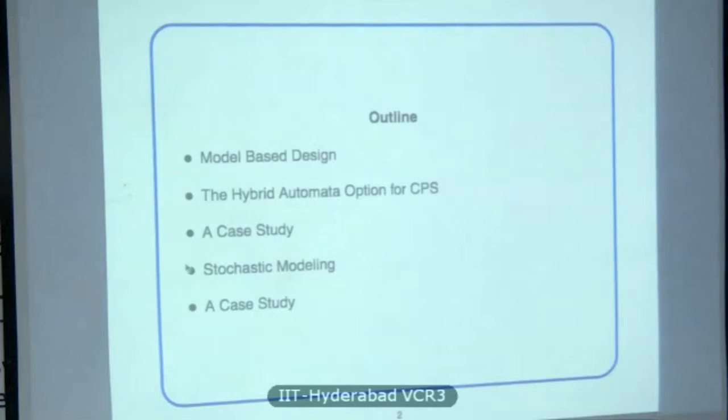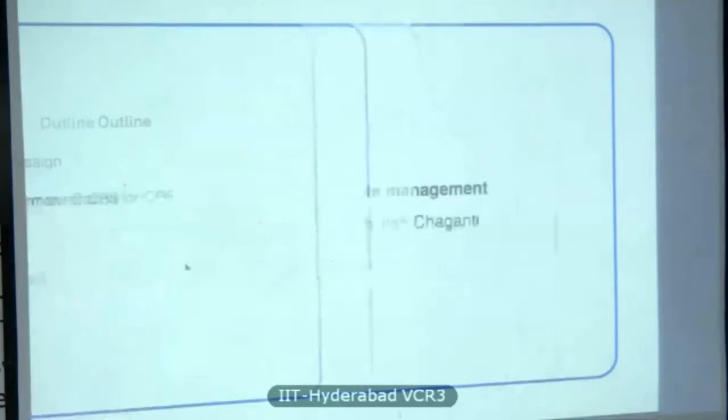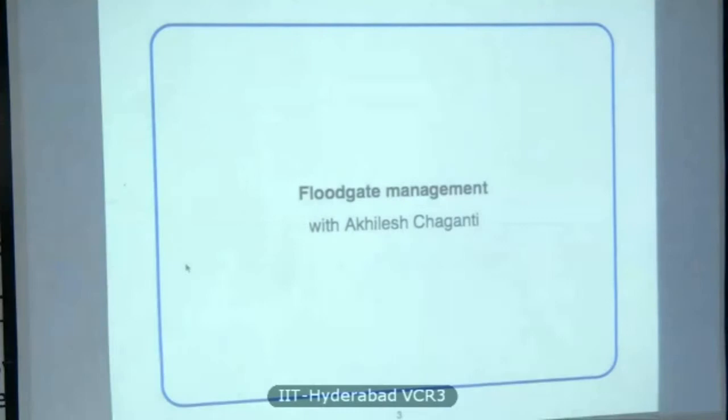And then we look at a case study. And then we look at some stochastic modeling of some of the systems that are being developed at IIT Hyderabad under the cyber physical systems project, followed by the second case study. All right. So first, let's go to the first case study, which also illustrates the use of hybrid automata for modeling cyber physical systems. This is joint work with Akhilesh, an ex-BTech student who has graduated.